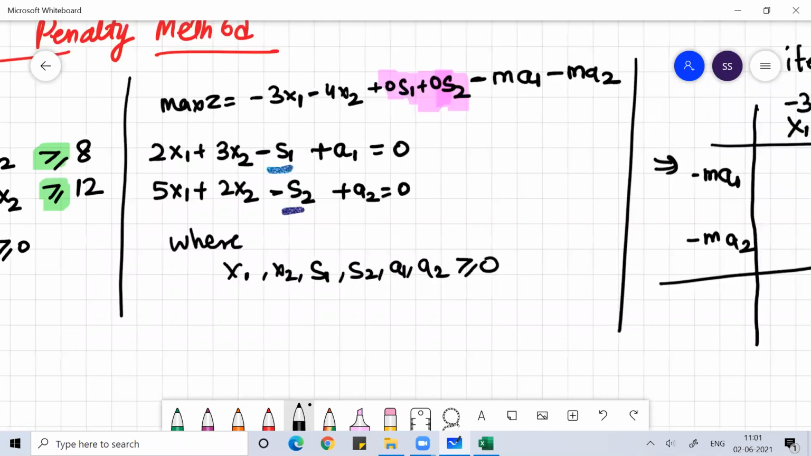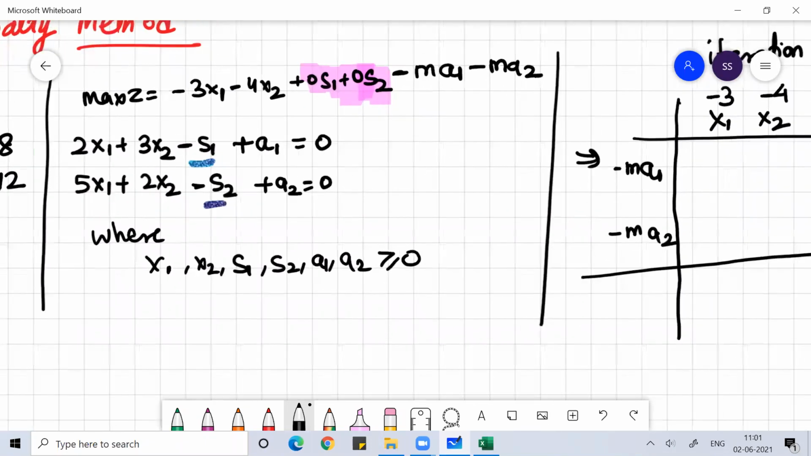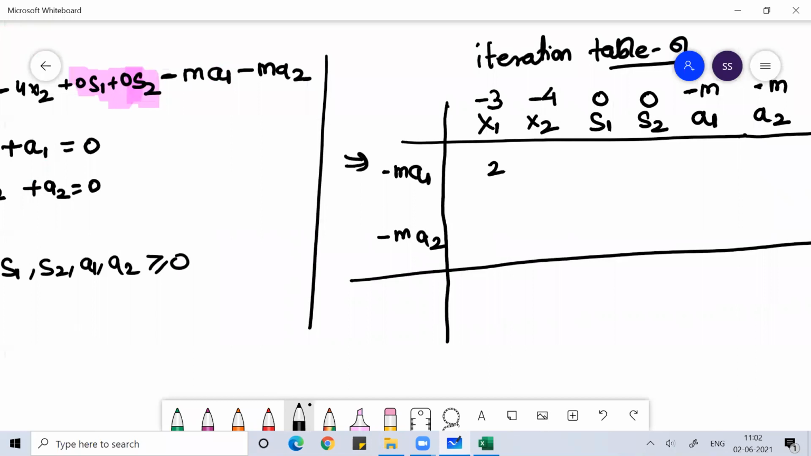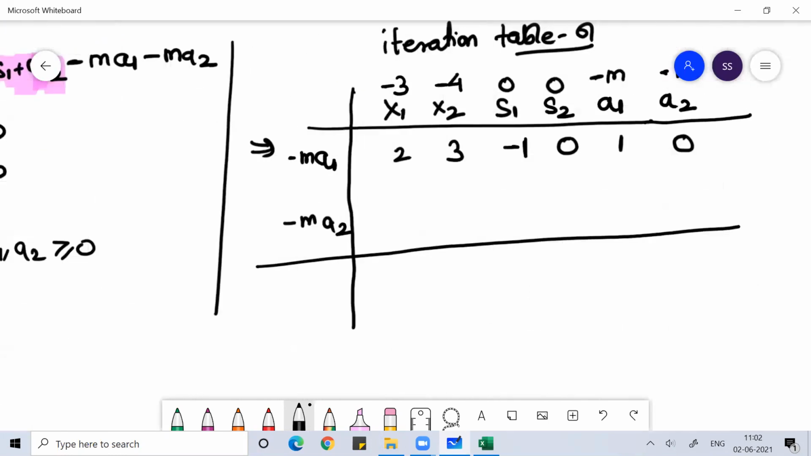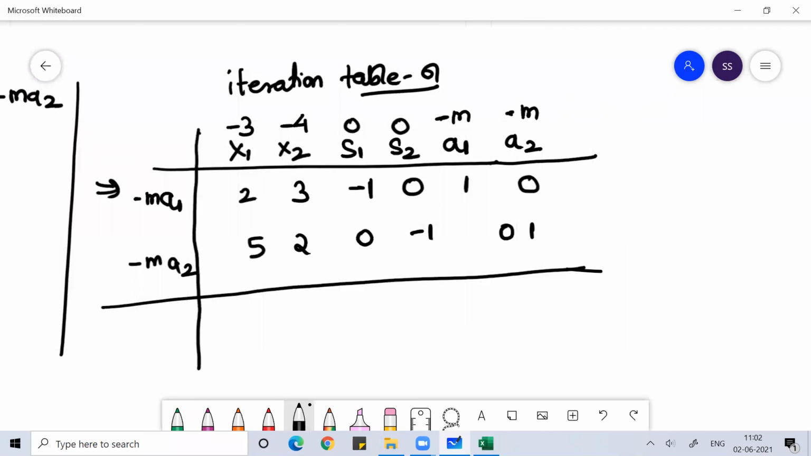Okay, so writing the coefficients, that is 2 3 minus 1 0 1 0, then the next one is 5 2 0 minus 1 0 1. Okay, and then you write your RHS, you write your theta.